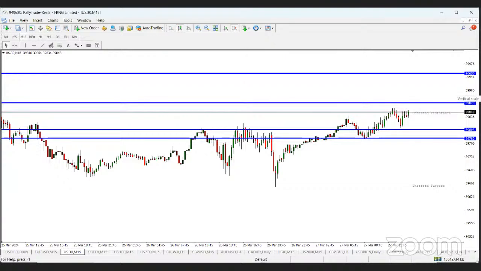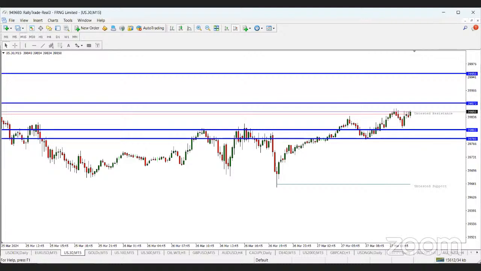So I'm buying from 39,870 to around 39,950. That's what I'm doing. But I'm selling from 39,800 to around 39,780. Okay, so let's look at US 2000.